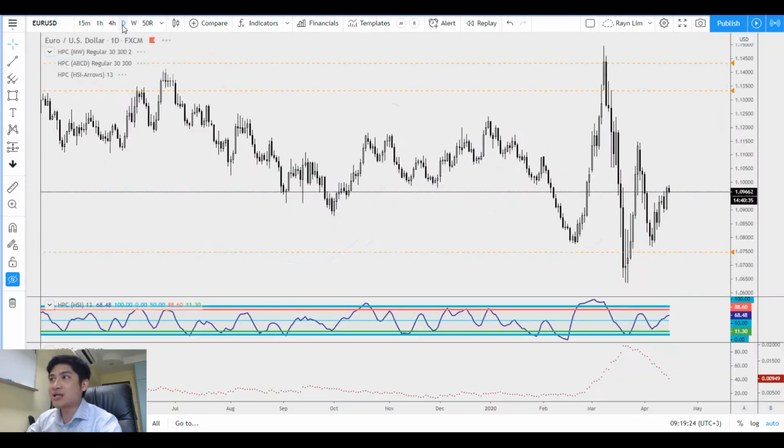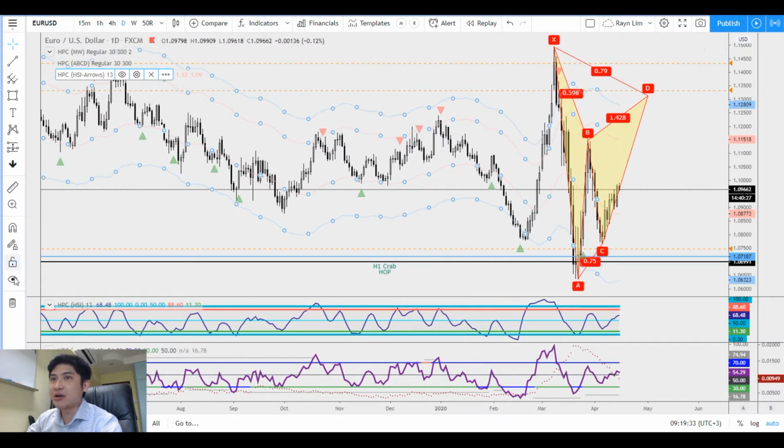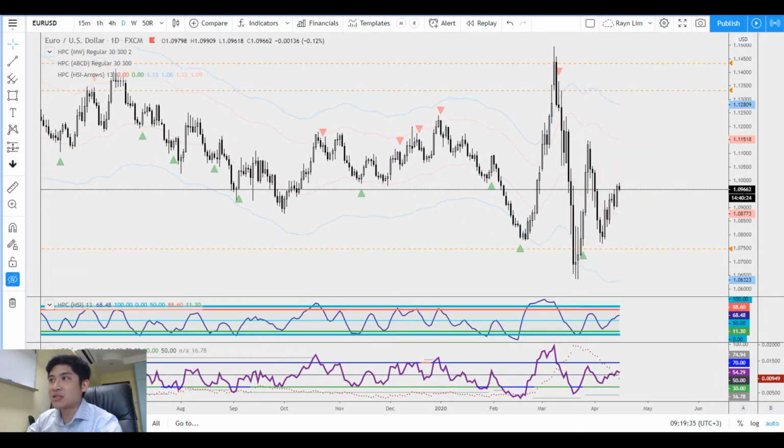Down to the daily chart, let me just share with you my analysis. My analysis is that there is a potential godly pattern as promised just now. I did talk about this consolidation over here. Can you see?